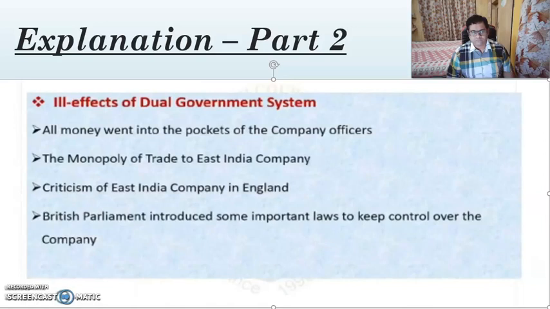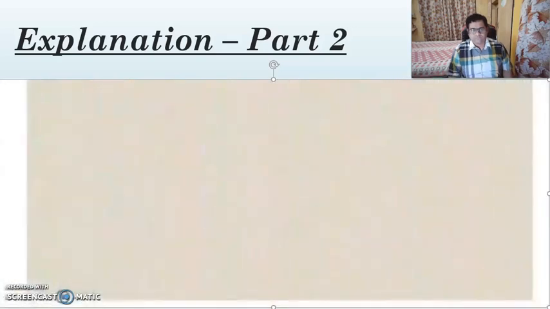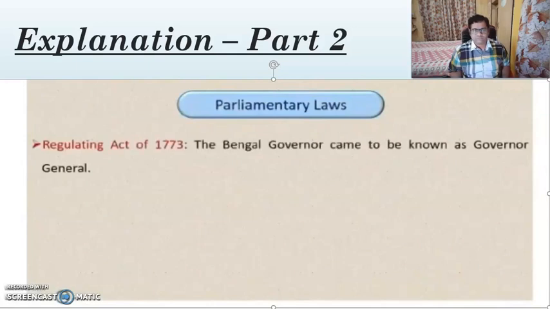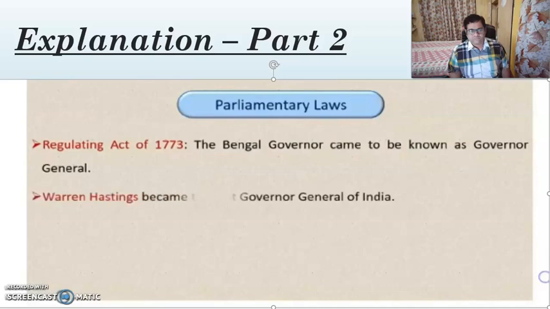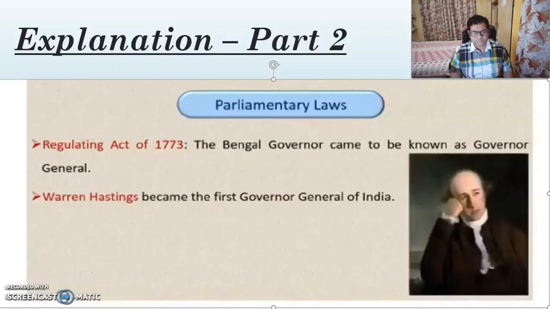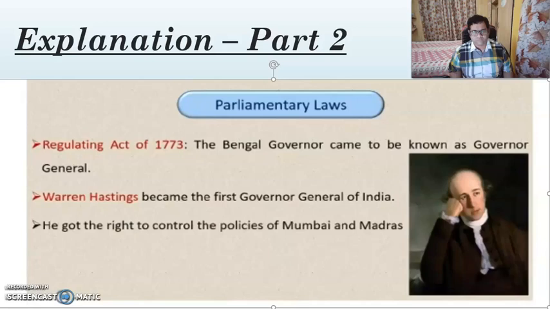So what were those parliamentary laws? Let's see. The first one is the Regulating Act of 1773. According to this act, the Bengal governor came to be known as Governor General. Warren Hastings became the first Governor General of India. He is Warren Hastings. With this, he got the right to control the policies of Mumbai and Madras. A committee of 4 members was set up to assist him.